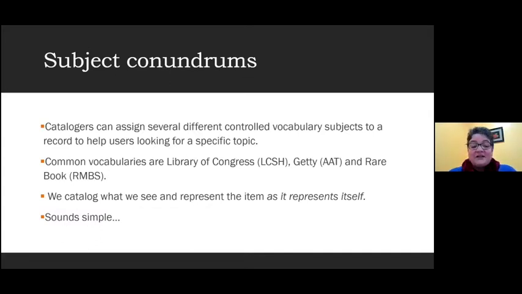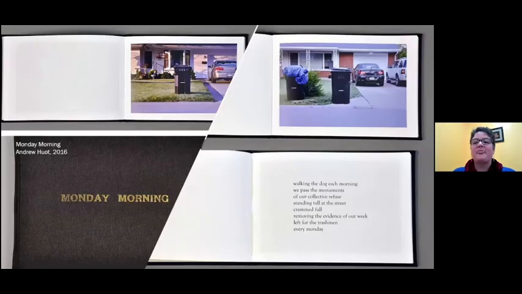So a basic tenet of cataloging is we catalog what we see and we represent the item as it represents itself. So that's okay if you are cataloging the latest John le Carré novel or something like that. It's what it says it is, right? But artist books often are not what they say they are. So this sounds simple, but we end up having a problem. If we're going to catalog what we see and represent something as it represents itself, with artist books, this can be two separate things. So here we have a book by Andrew Hewitt, a really wonderful book.